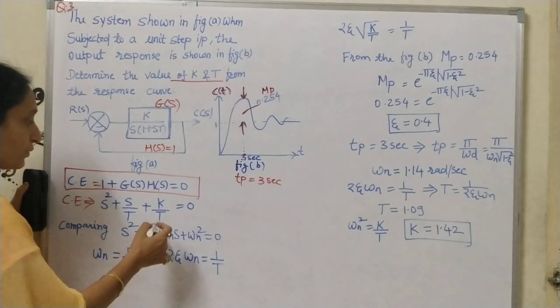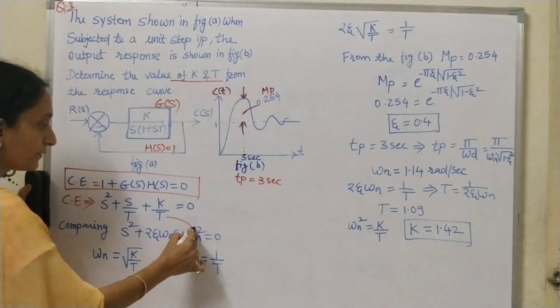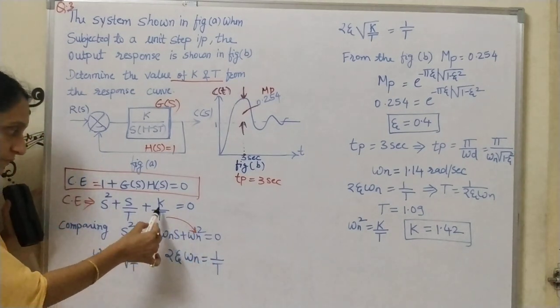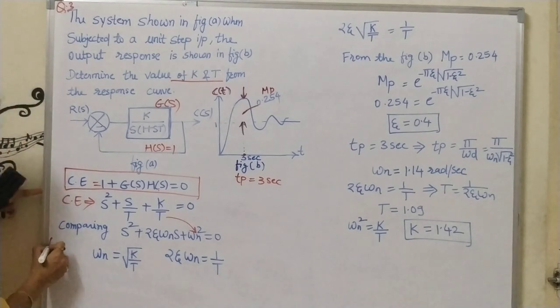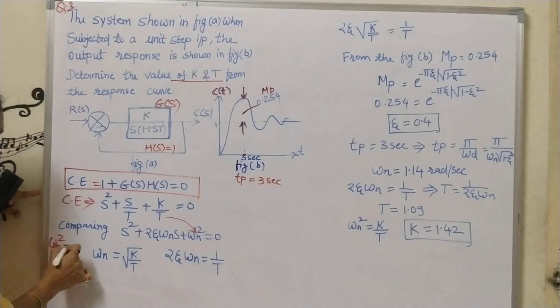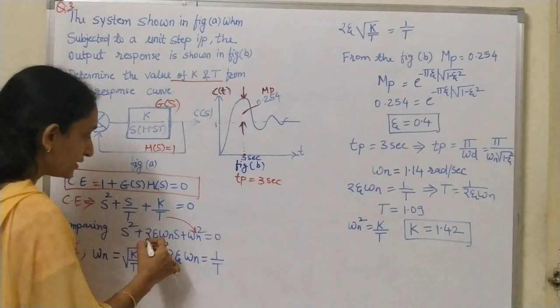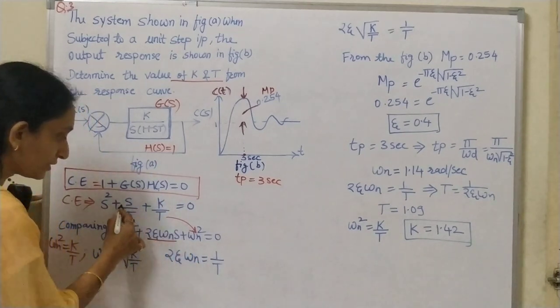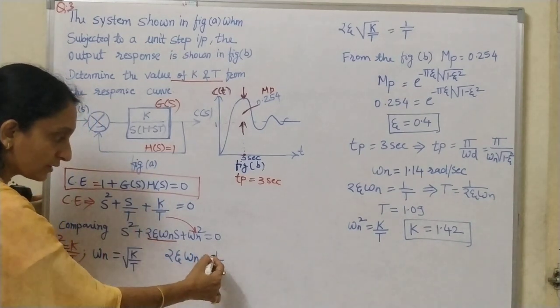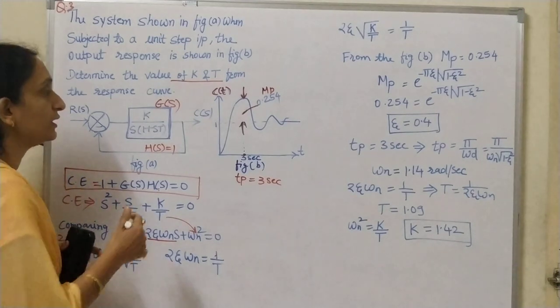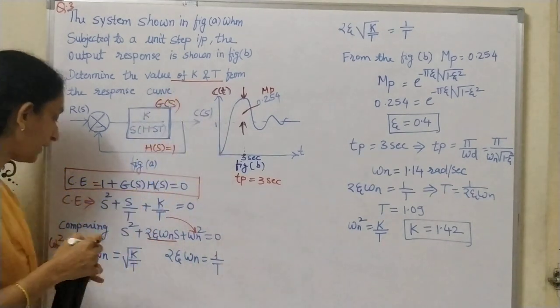So what we get: you compare this term with omega n square. Here omega n square is equal to K by T. So omega n is the square root of K by T. Next, 2 zeta omega n is nothing but 1 by T, so 2 zeta omega n is equal to 1 by T. Now next we need to calculate K and T.